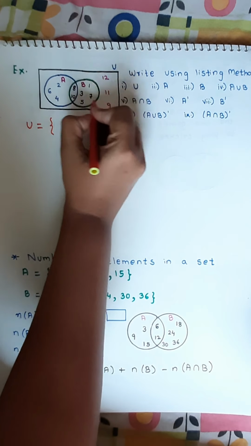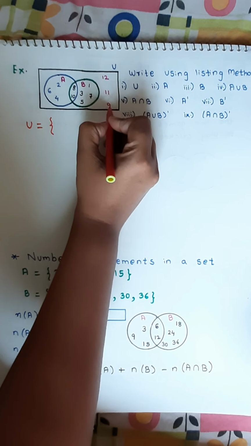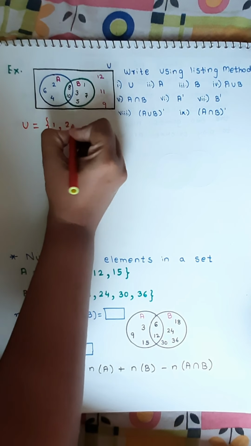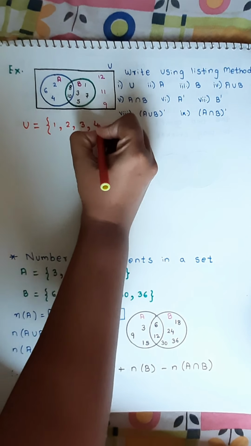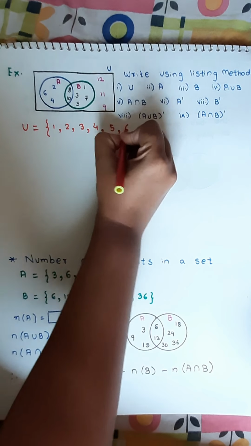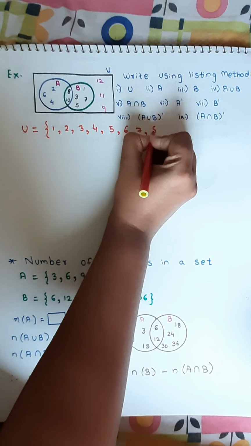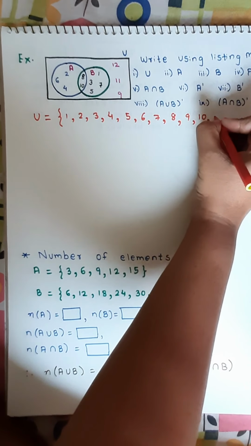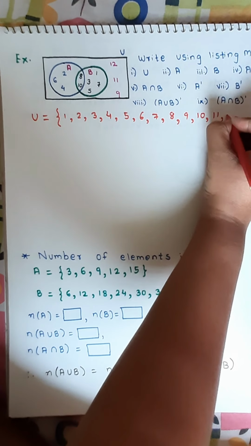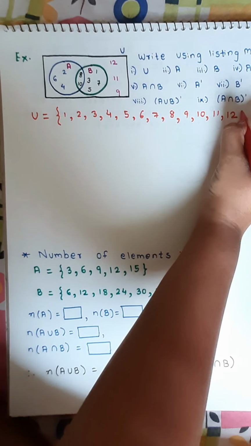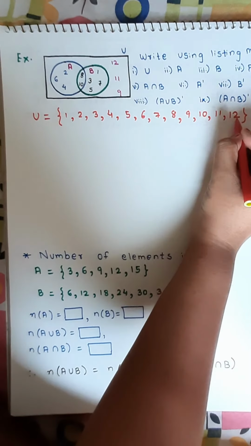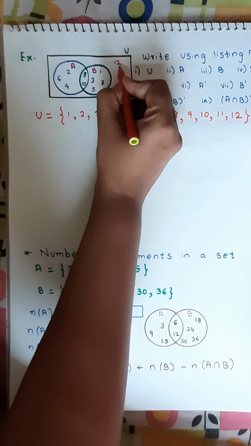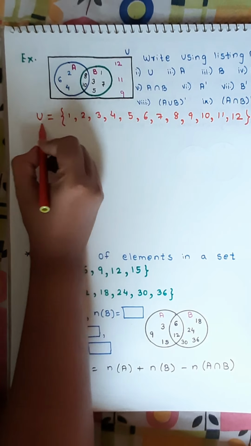You will include everything, the set A, B and all these numbers. So let's write it. It will be 1, 2, 3, 4, 5, 6, 7, 8, 9, 10 and 11 as well as 12. Okay, so we've included everything in the universal set. All these numbers in set A, set B and the universal, these three numbers as well. This is the universal set.